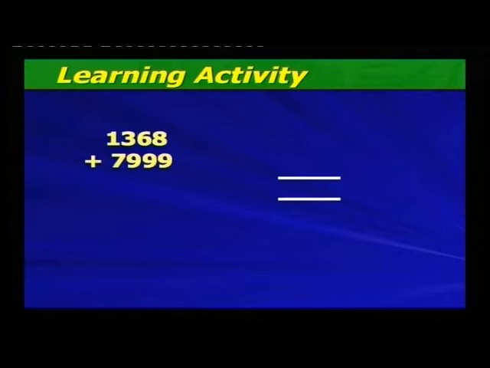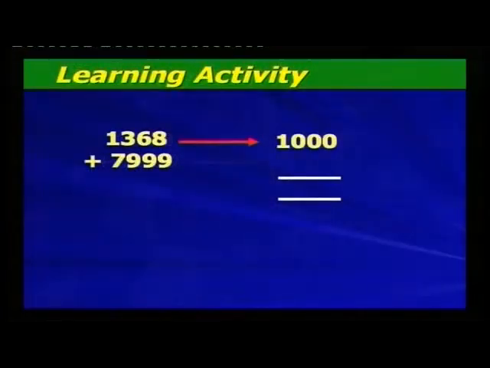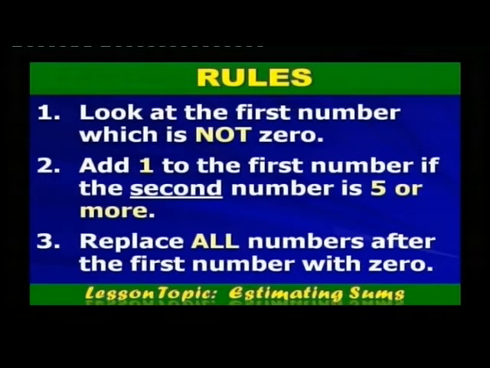Okay, Sam, why did you say it's 1,000? 3 is less than 5. Okay, very good, because the second number here is less than 5. So it is estimated to 1,000. How about the second number? Let's have Rodney. 8,000. Do we all agree? Yes, because when you look at these three numbers here, 9 is greater than 5. So we have 8,000. So when you add 1,000 plus 8,000, it gives us 9,000.